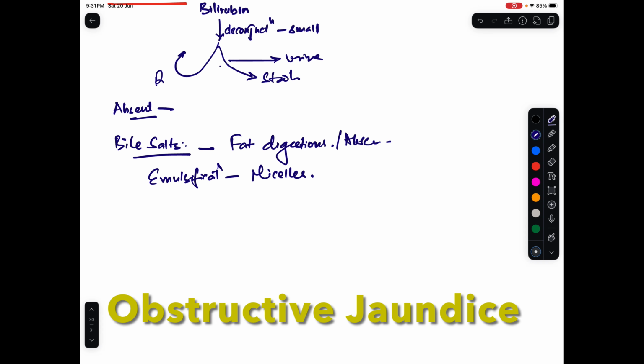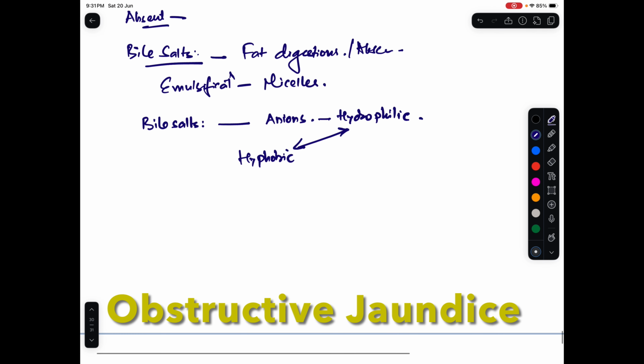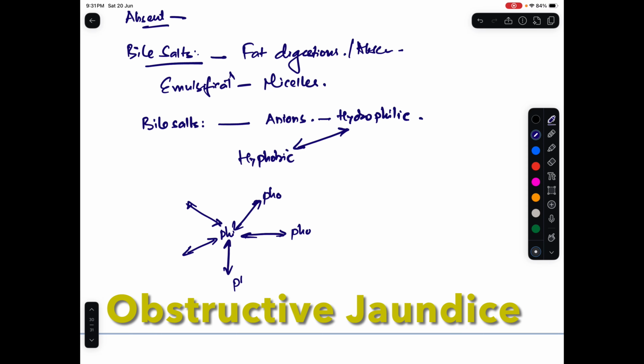So how do bile salts help in emulsification? Bile salts have anions, which are hydrophilic on one side and hydrophobic on the opposite side. When they act on the droplets, they arrange in such a manner that all the phobic sides are outside. The hydrophilic side has a negative charge, and the fat droplet is coated with the bile.